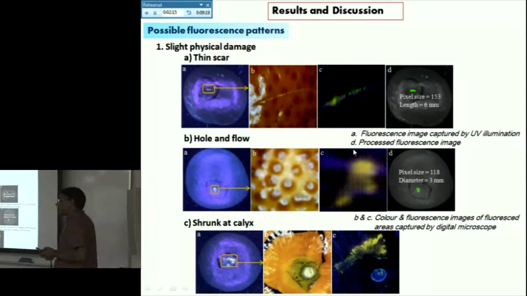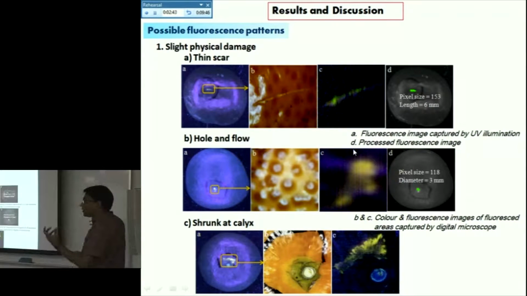And sometimes the hole may be created inside the packing house, because sometimes in the packing house the fruits are cleaned by brush. So this brushing equipment may sometimes create holes on the fruit surface. And we observed the minimum diameter of the hole detected by the fluorescence imaging system was 3 millimeter. And the third one is shrunk at calyx.